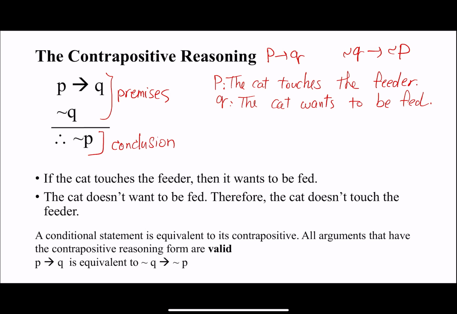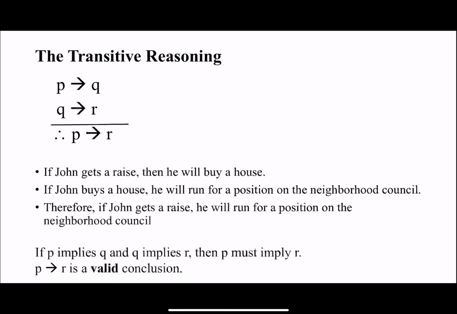So, any argument that has this form is logically valid, okay? If you have if P then Q, it's equivalent to if not Q then not P. It's contrapositive, right? Okay. Another form of reasoning which is valid is the transitive reasoning.